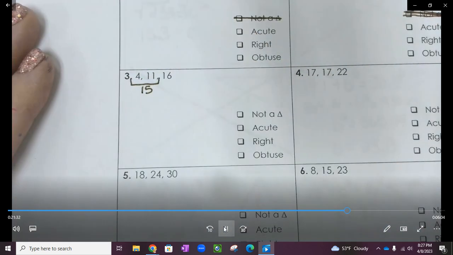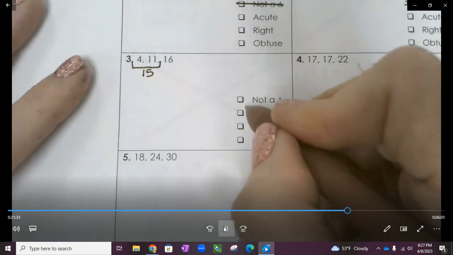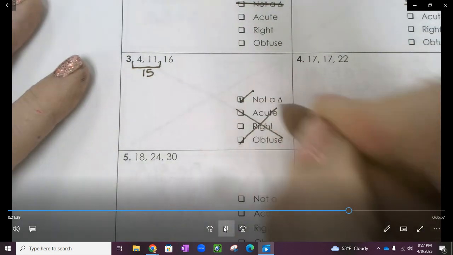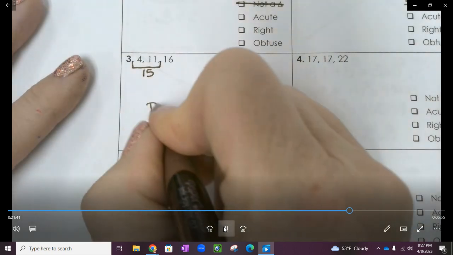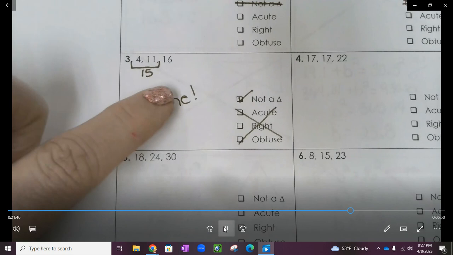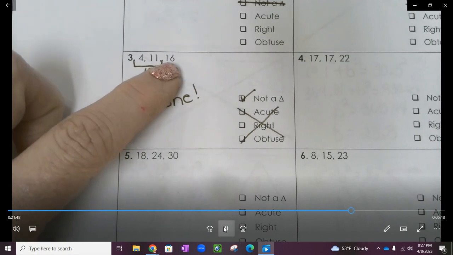So that is 15. Is 15 bigger than 16? No. So this would be your answer. These are not the answers, and you are done. There's nothing else for you to do on this problem because 15 is not bigger than 16.